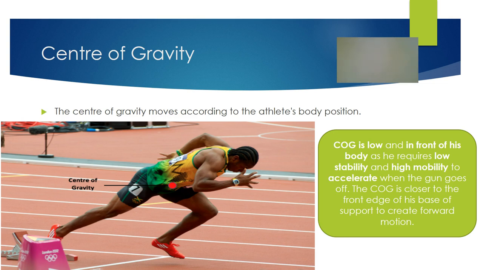In doing this, his base of support will drastically reduce and consequently his stability will be reduced in favor of higher mobility. So he's becoming less stable in order to move quickly. Now, to do this effectively and to not fall over, he must drive his legs and arms hard to overcome his new state of decreased stability. So he's not stable until his body becomes more upright and is once again balanced over his base of support.